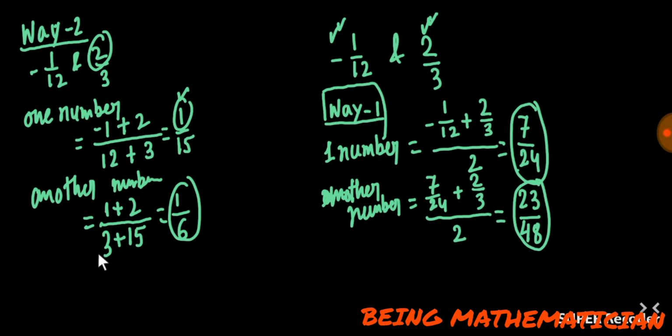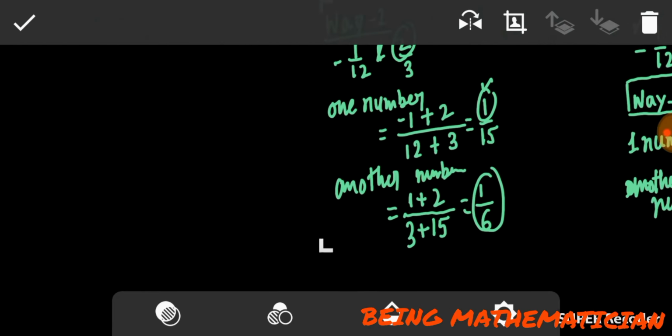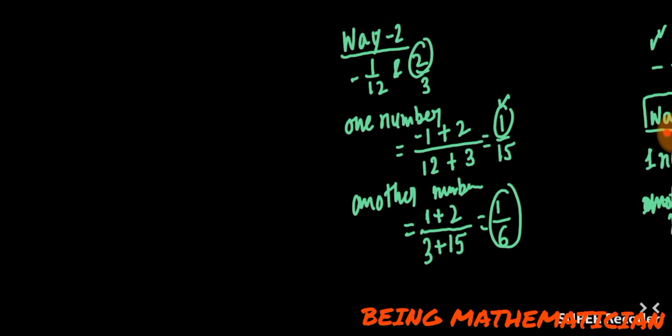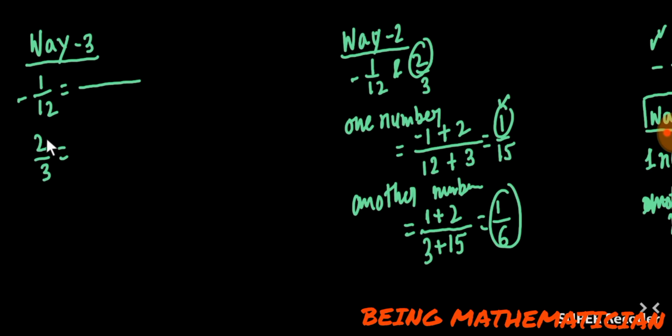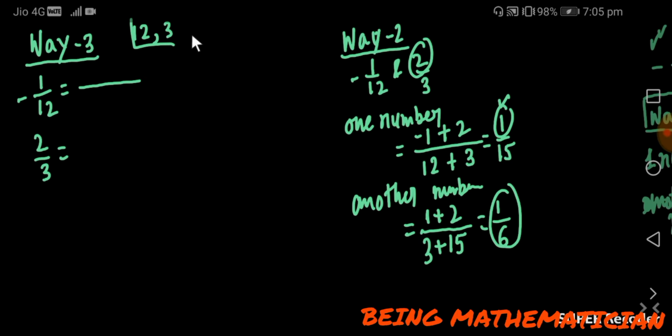So applying the process again and again, we can find infinitely many rational numbers between minus 1 by 12 and 2 by 3. Now let's see way 3. The given rational numbers are minus 1 by 12 and 2 by 3, and the LCM of 12 and 3 is 12.